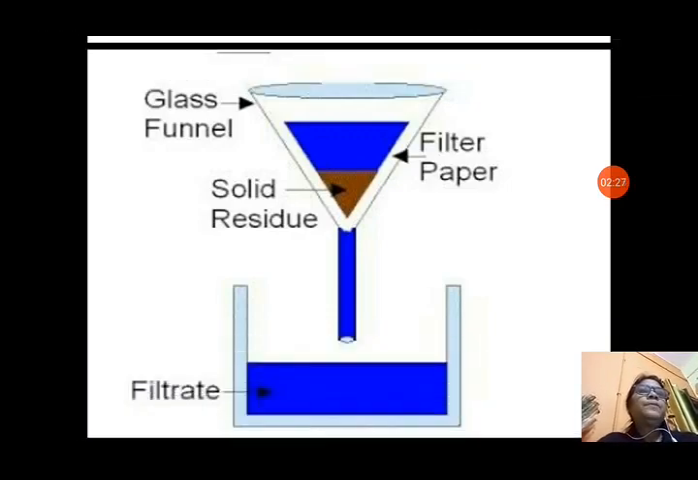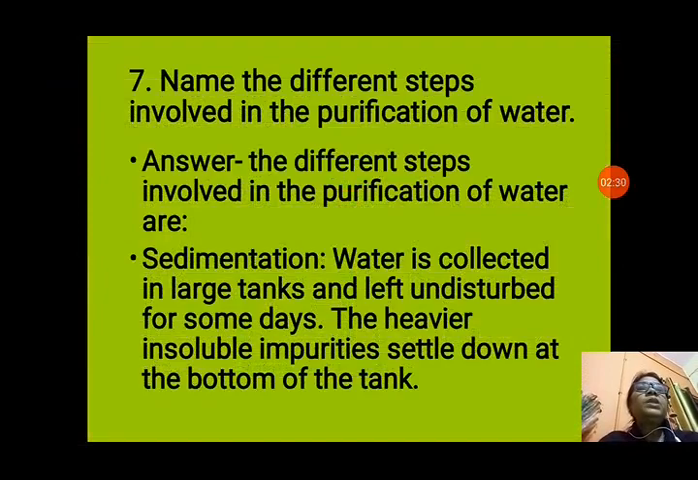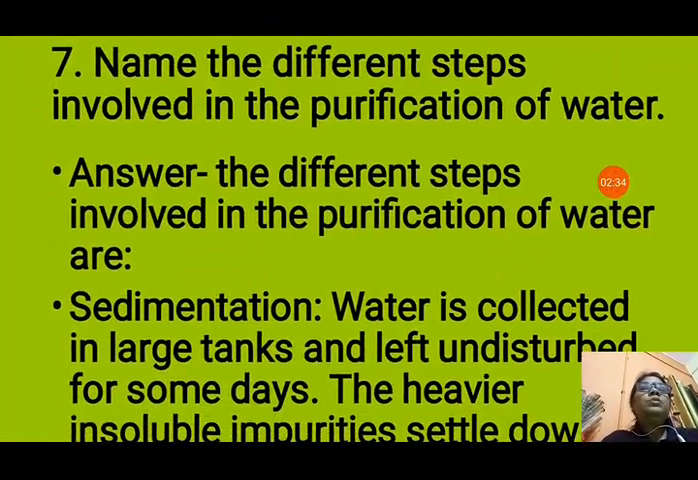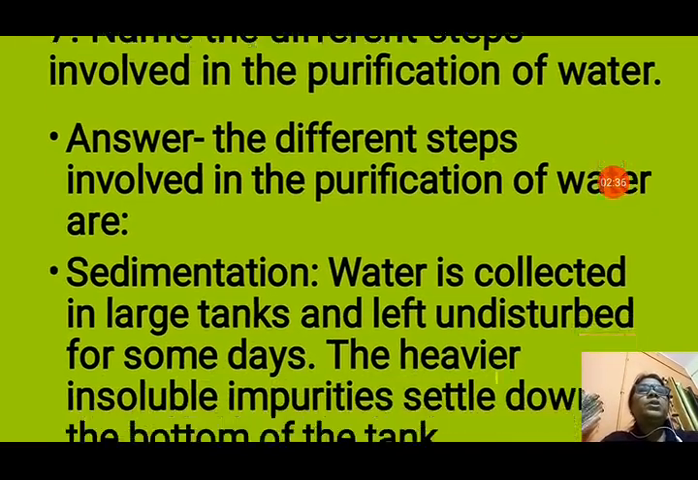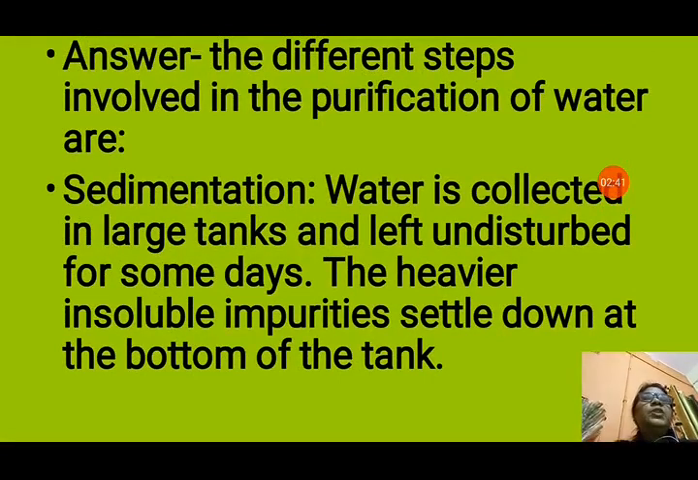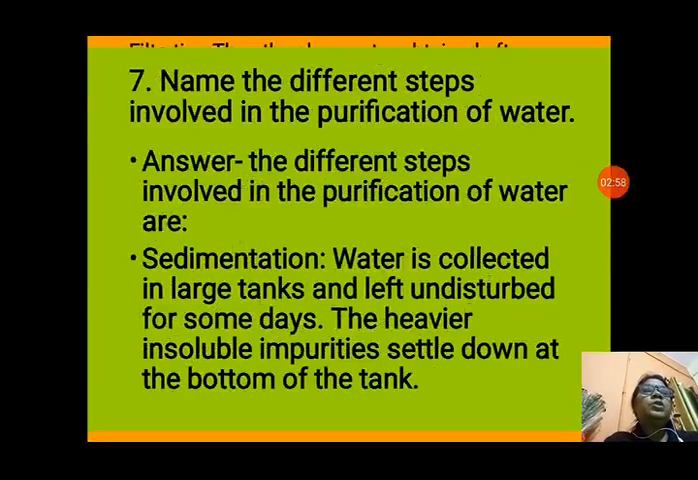Now, next is question number 7. Name the different steps involved in the purification of water. The different steps are, first, sedimentation. So, what is sedimentation? Water is collected in large tanks and left undisturbed for some days. The heavier insoluble impurities settle down at the bottom of the tank. That is known as sedimentation. In this, the water should be left undisturbed.